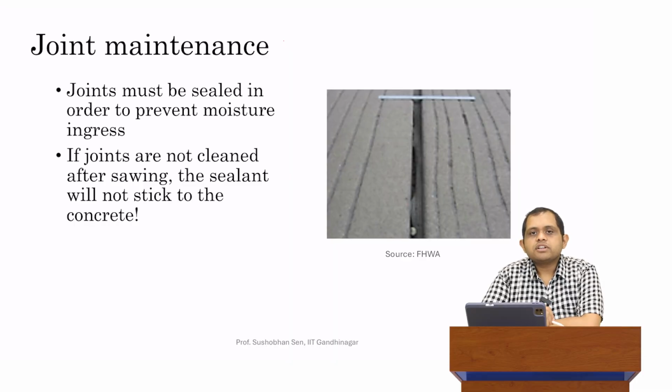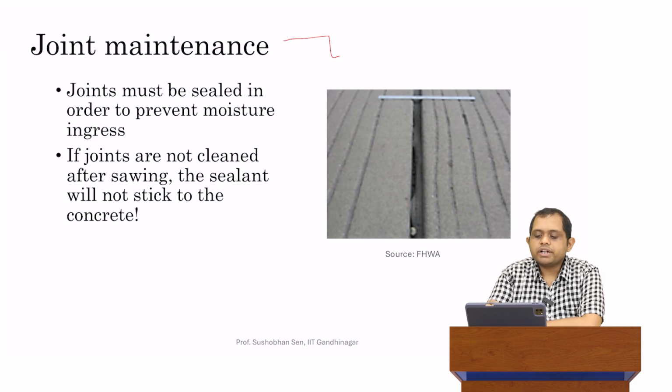As I said previously, joints are basically holes which we've created in the pavement. Those holes create a means for moisture ingress. So, if we just have a joint as over here, so here we've cut the joint and then a crack has formed underneath.